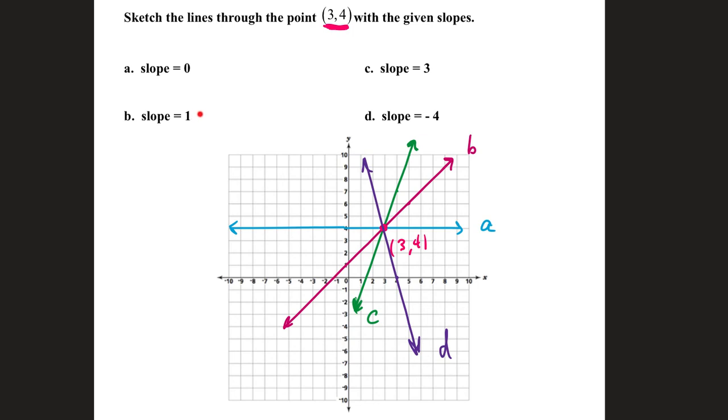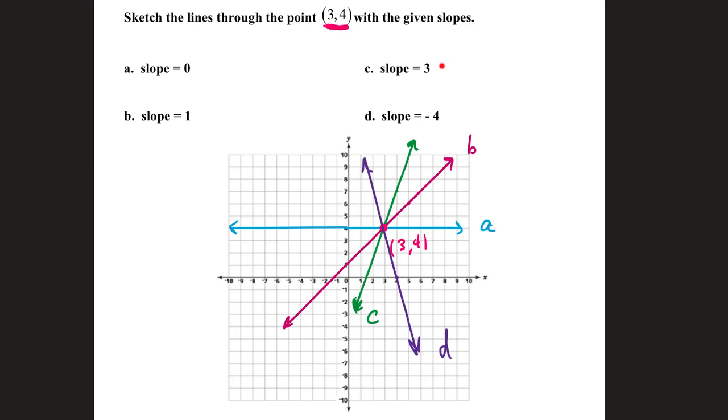Part B, slope of +1. From our point 3, 4, if we do consistent changes of 1 to 1, up 1 over 1 repeatedly, and then pick 2 or 3 points that do that with respect to 3, 4, up 1 over 1, up 1 over 1, and so forth. When you draw a line through those points, it will be line B.